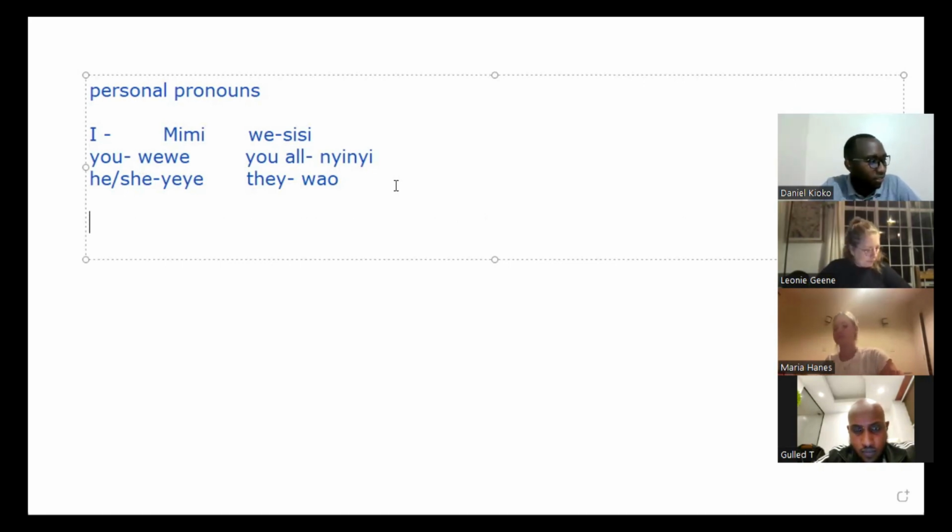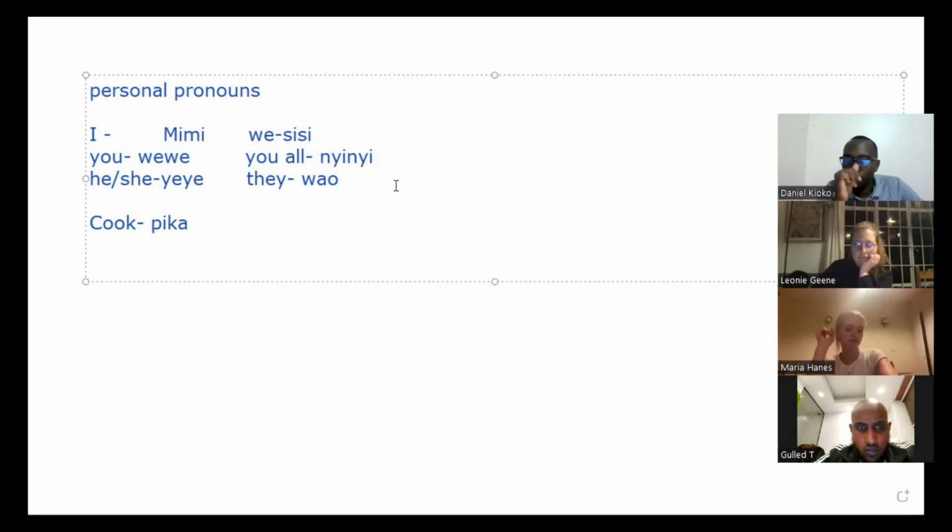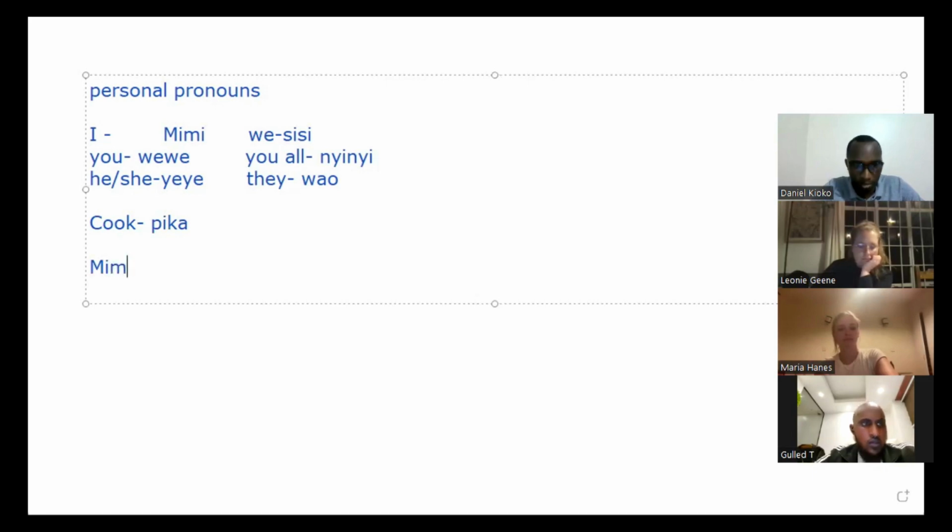Those are the personal pronouns. But now the other thing I want us to check is the verb conjugation. So how am I going to do this? I want to say, what is cook? Pika, right? So I want to say, I am cooking. Mimi ninapika. Ninapika, okay, let me be more specific. Biryani.